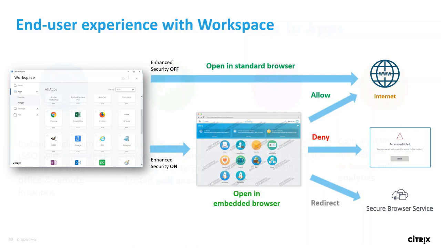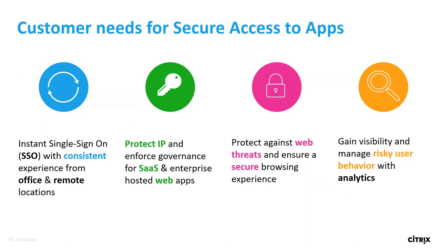So now we're going to talk a bit about the customer needs for secure access to SaaS apps. Just to give a recap on some of the topics I've discussed with the access control service, customers can achieve single sign-on and a consistent user experience when accessing their SaaS apps. They can achieve compliance within the verticals that they work in. They can enable a secure browsing experience and protect their users from common web threats. And the user's website traffic gets fed into the analytics service, so admins can get better visibility into the websites that their users are spending time on. We'll discuss later in the webinar what this means and how the analytics service works.